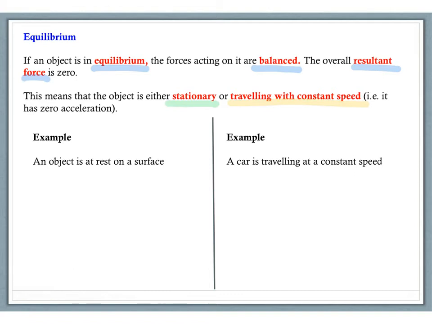Firstly, an object is at rest on a surface. So let's draw a very simple force diagram for this. Here's our object, and let's add in some forces. We've got the weight acting vertically downwards. We have the normal reaction acting vertically upwards. And these two forces are balanced, so the normal reaction will be equal to the weight and the object is at equilibrium on the surface.